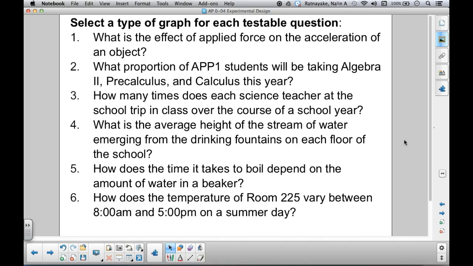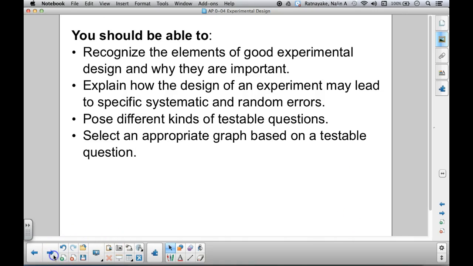Were you able to come up with a graph type for each testable question? I hope so. And you're going to be disappointed because I'm not going to provide the answer key on this one. Next time we meet as a class, we're going to get into groups and compare notes, and we'll see if we have some agreement or disagreement on which type of graph we should use. So be prepared for that discussion next time we meet.